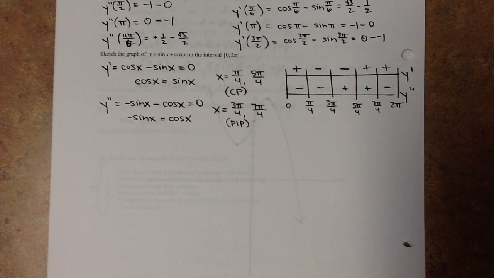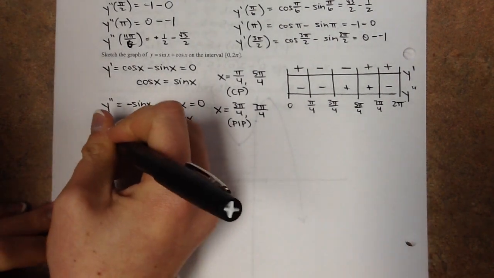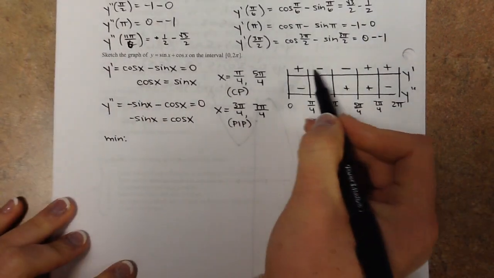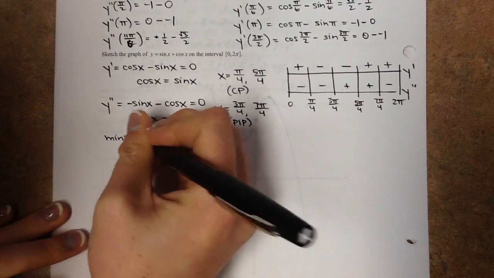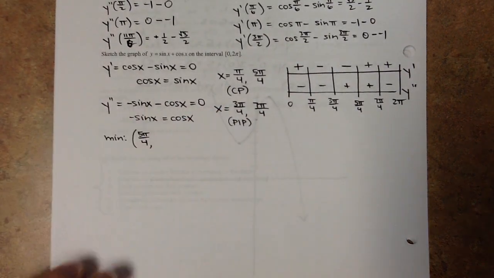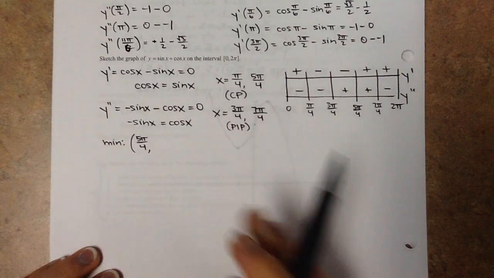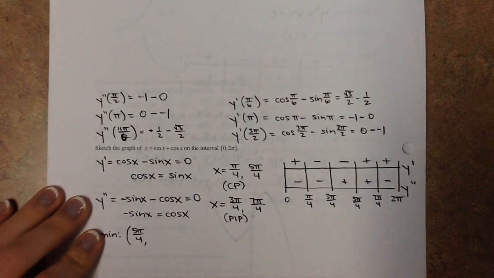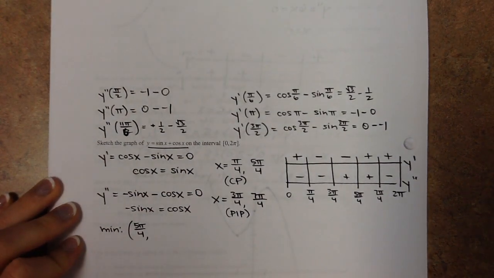We are going to find the actual minimum and maximum values. So we want to find any extrema we've got, any inflection points we've got. We'll start with the min. Let's look at our sign chart. We got one right here, 5 pi over 4. So I'm going to plug 5 pi over 4 into my original function right here, and we might want to do a little side work.